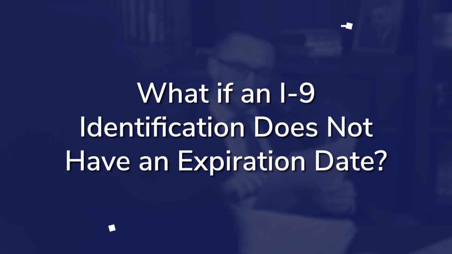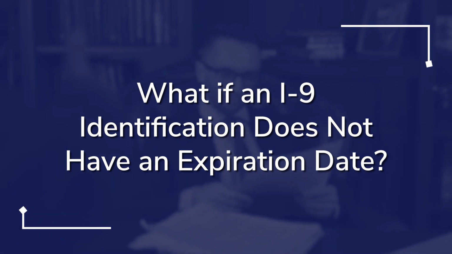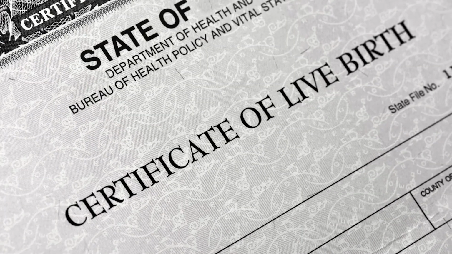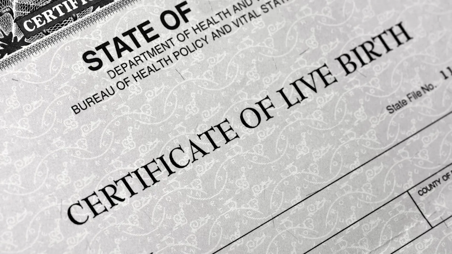What if an I-9 identification does not have an expiration date? Some documents, like birth certificates, don't have expiration dates, and that's okay. You can leave the expiration date field blank in Section 2 or write N/A, not applicable. Of course, if a document should have an expiration date like a driver's license but doesn't, ask the new hire to provide a different document for inspection.